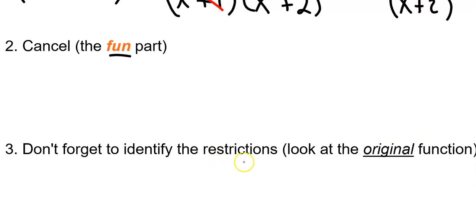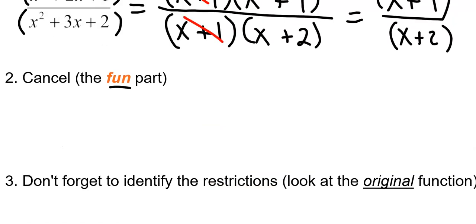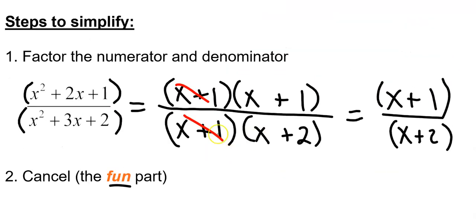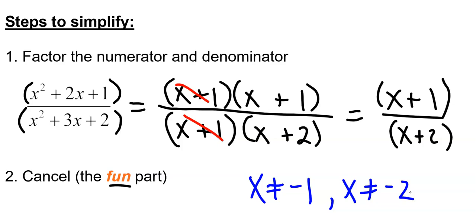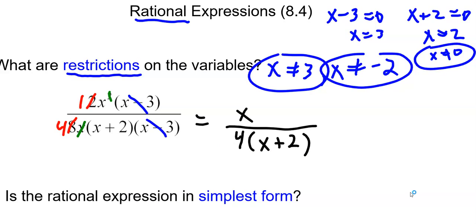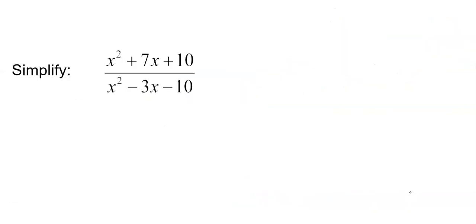Don't forget to identify the restrictions of the original function. Okay, so look at this function, especially the two denominators here. So x plus 1, so the restriction would be x cannot equal negative 1. And here, the restriction would be x cannot equal negative 2. So there are two restrictions for this graph. So you really need to be able to identify the restrictions like on that last problem.